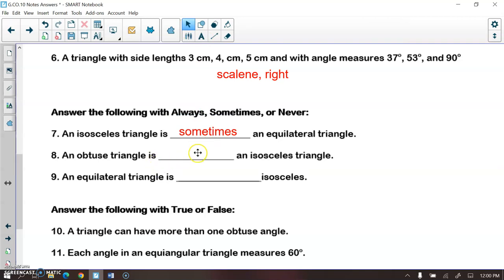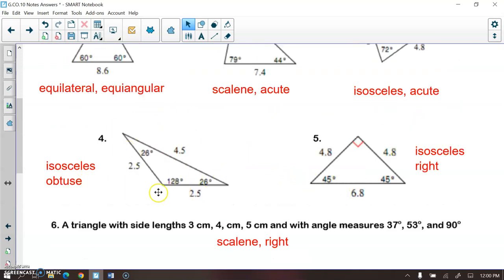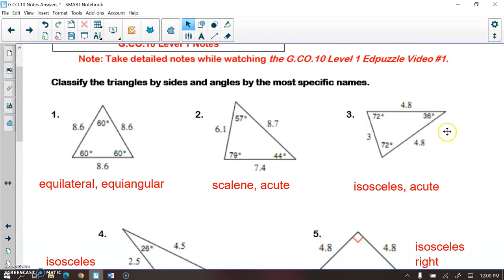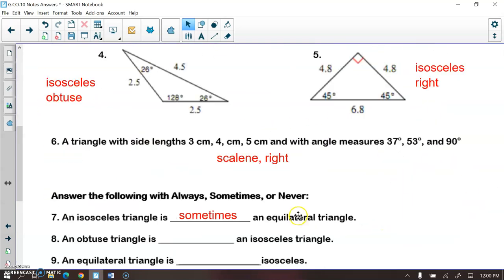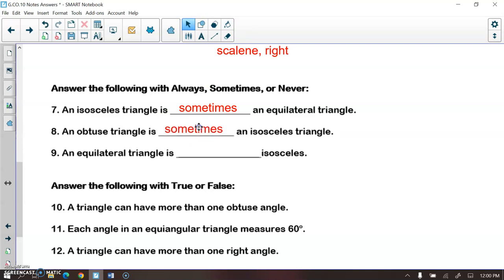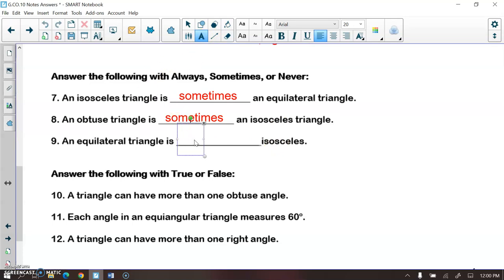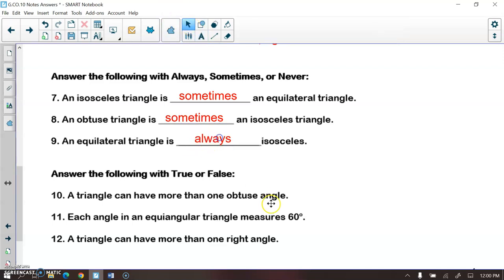An obtuse triangle is blank an isosceles triangle. Well, we saw up here that this is isosceles and obtuse, but sometimes it's isosceles and acute, sometimes it's an isosceles and right triangle. So sometimes will an obtuse triangle be an isosceles triangle. An equilateral triangle is blank isosceles. If we have an equilateral triangle, that means that it has all 3 sides equal, which means that automatically it falls underneath the isosceles category as well. So it's always.